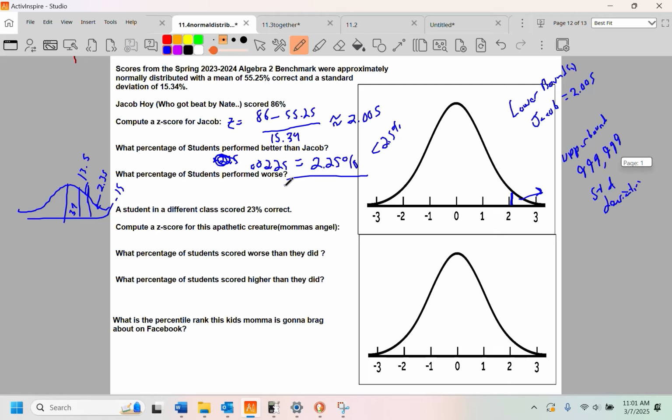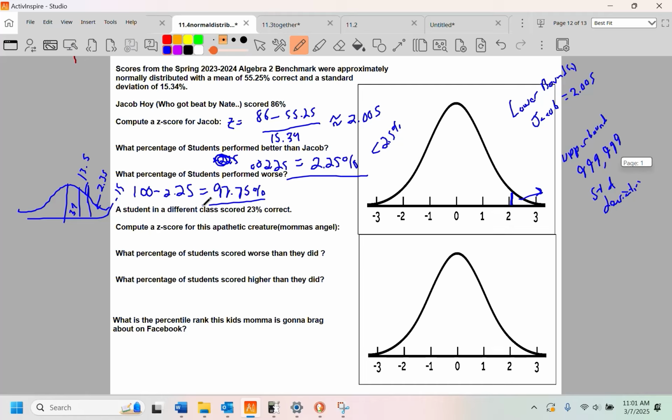Now, what percentage scored worse? Well, if 2.25% scored better, then 100 minus 2.25, and I'll show you another way of doing this, but 100 minus 2.25 has to be the answer, because 100%. So 97.75. Now, this is a skill that for some reason a lot of kids lack. It's called reasoning. Like, how did I know it was 100 minus 2.25? I just did. They're reasoning.